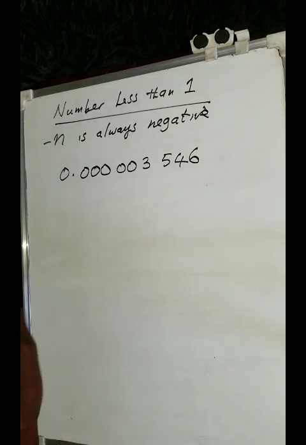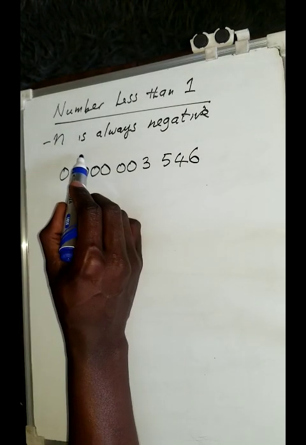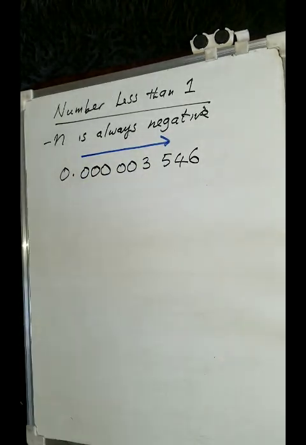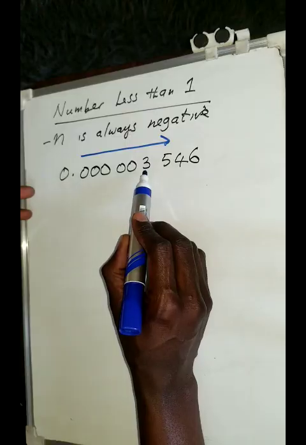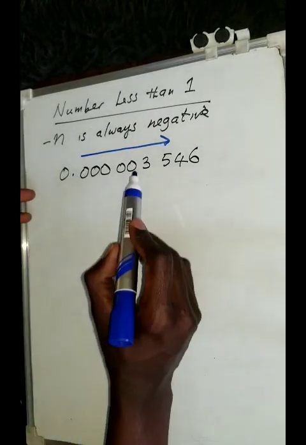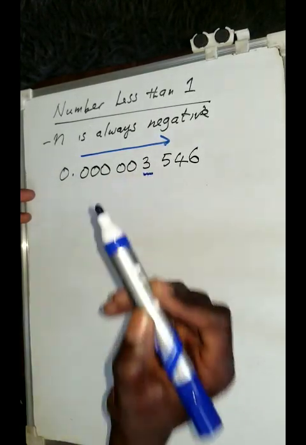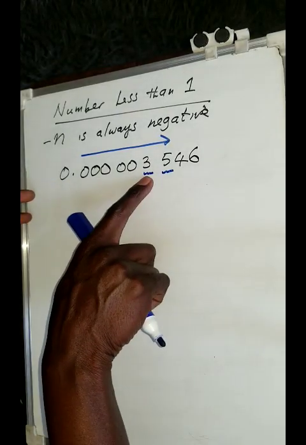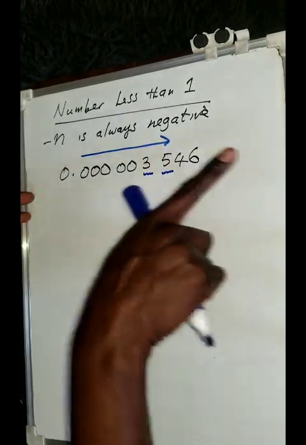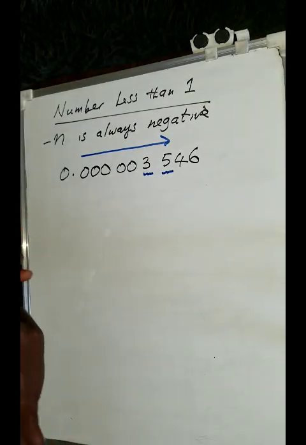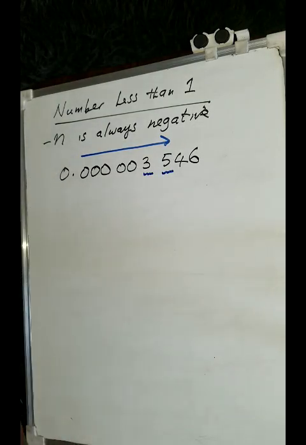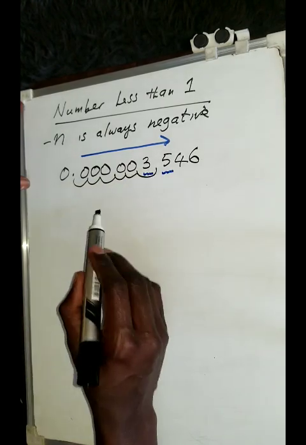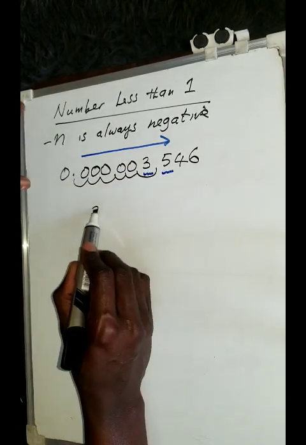So now you are going to move it. When you have a number less than 1, your decimal point should be moved going to your right. You move it such that it stops between, as you go to your right, the first digit that you find, which is a 3, and the second digit, a 5. So let's check how many times we are going to move it. This is 1, 2, 3, 4, 5, 6.